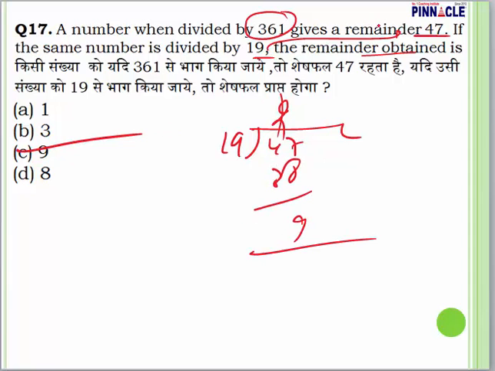The trick is you divide 47 by 19 and take the remainder. In this kind of question you can divide by this number. Why? Because 19 is a factor of 361, that's why we can divide the remainder directly. Now the next question is question number 18.